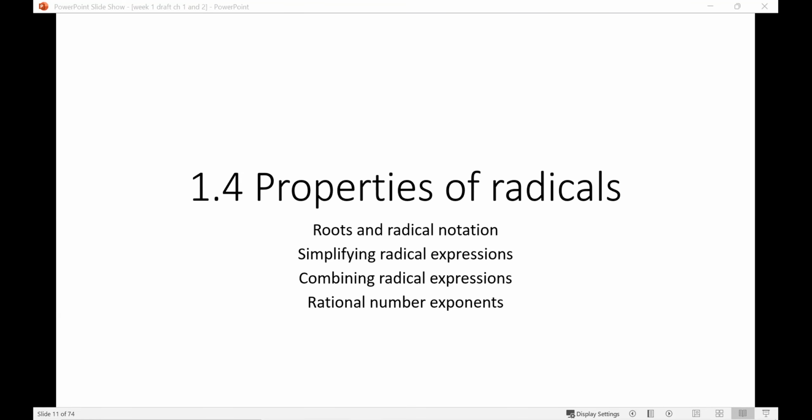All right, in this video, we are going to discuss the properties of radicals. Radicals are the same thing as roots. So we're going to talk about roots and radical notation. We're going to talk about simplifying radical expressions, combining radical expressions, and using rational number exponents.